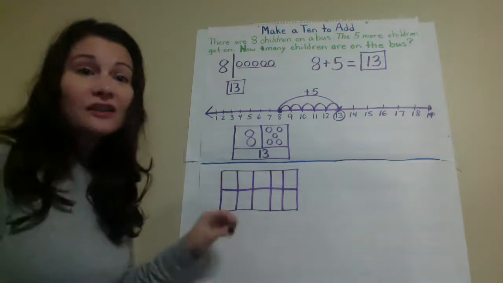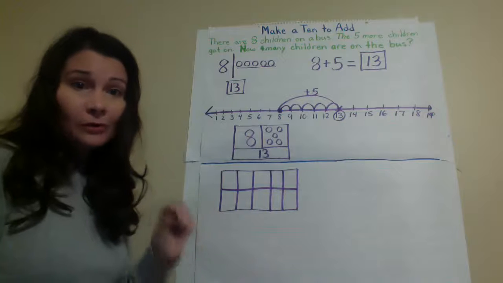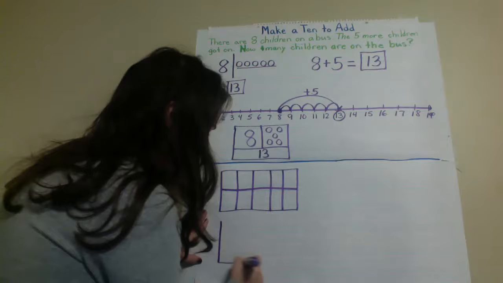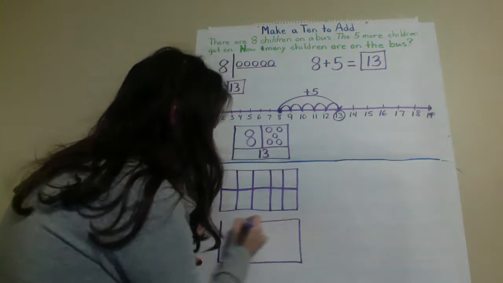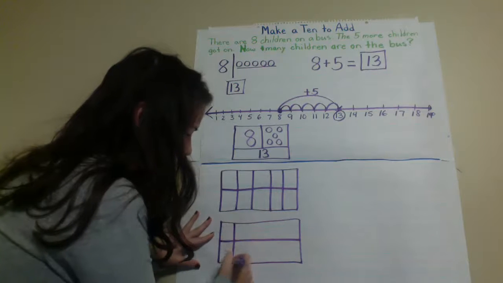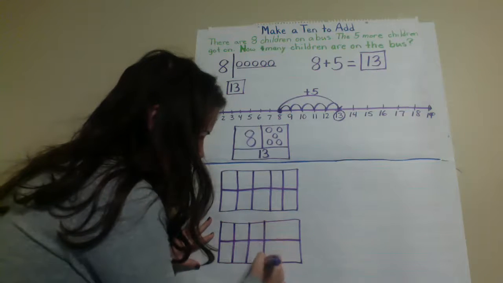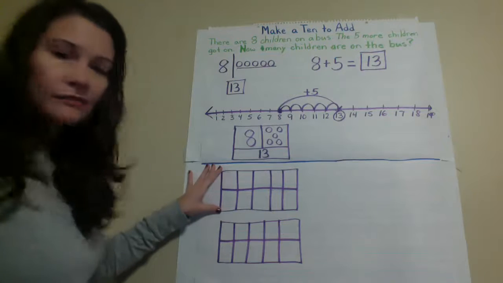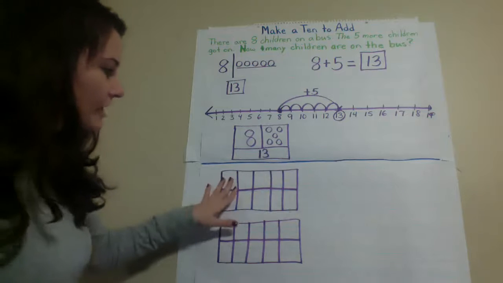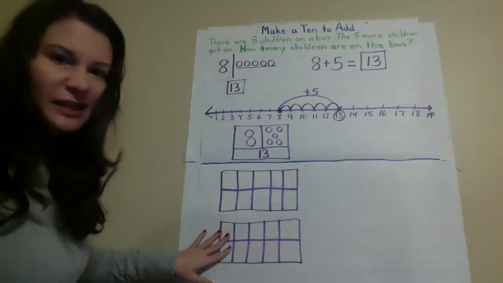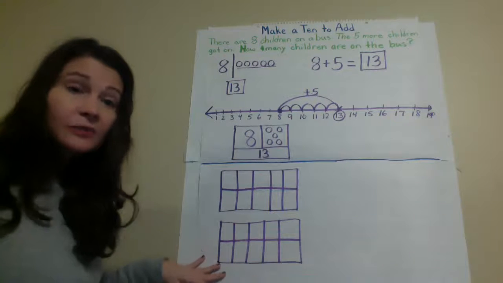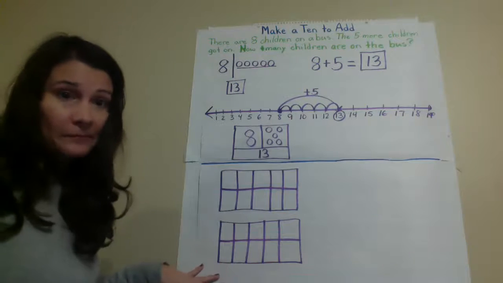I'm also going to use another 10 frame. So I'm using a double 10 frame, or some people like to call it a 20 frame, because it has 2 pairs of 10 frames. There's one 10 frame here and one 10 frame here. So if I have 10 and 10, let's count by tens. 10, 20. That's why it's sometimes called a double 10 frame or a 20 frame.